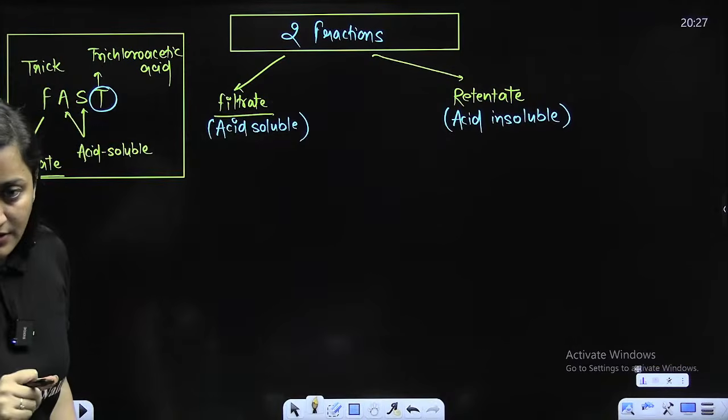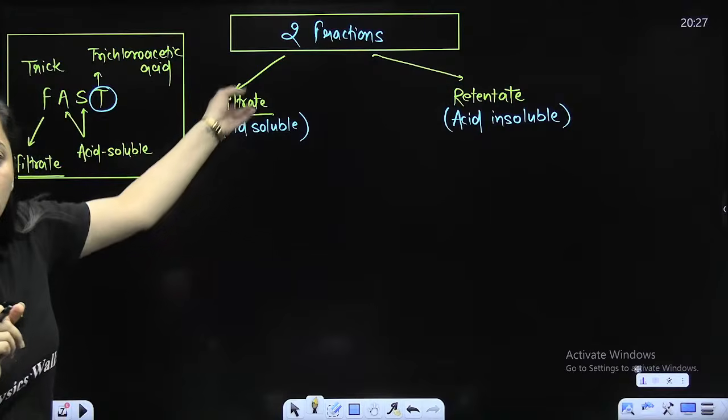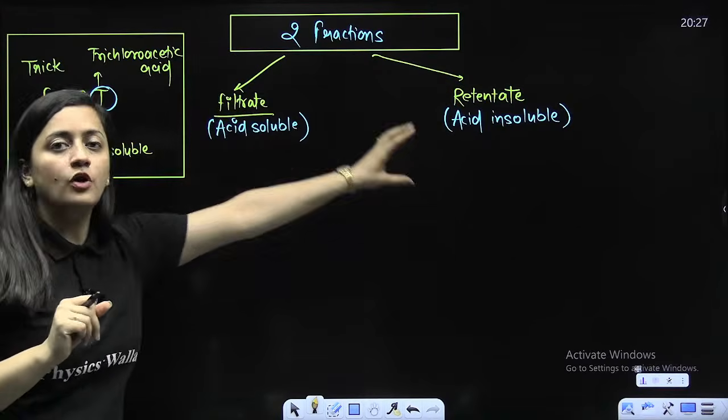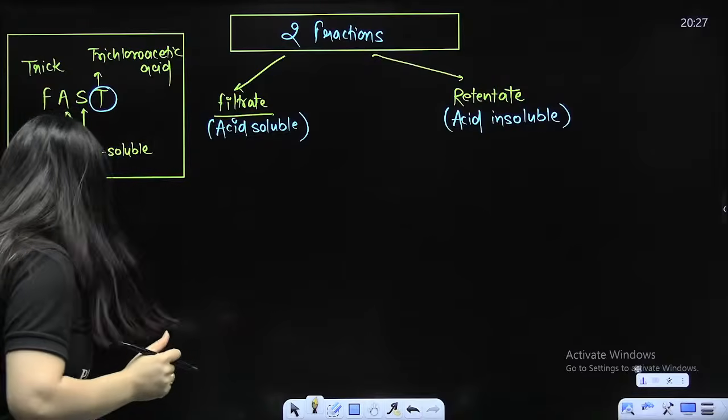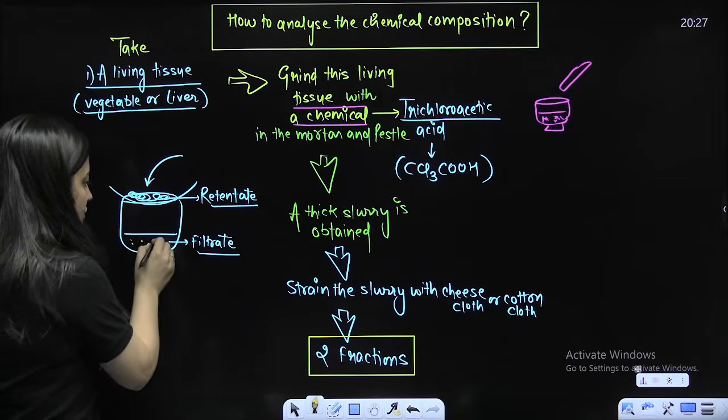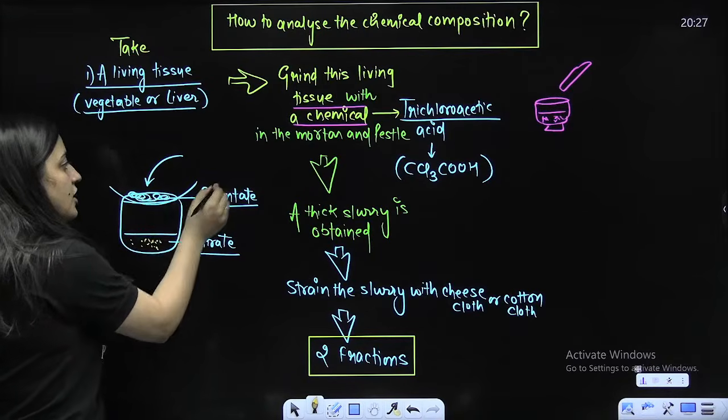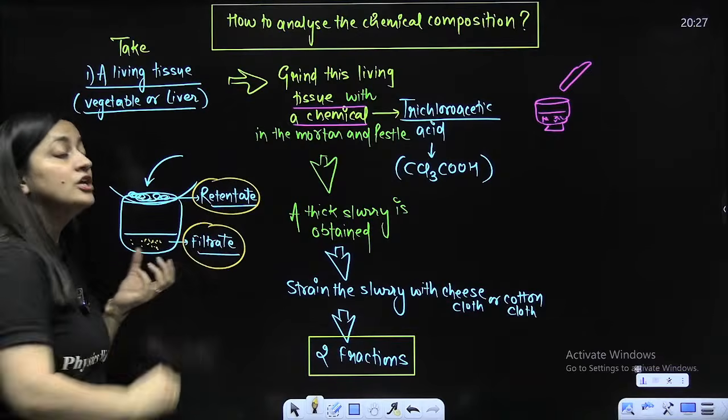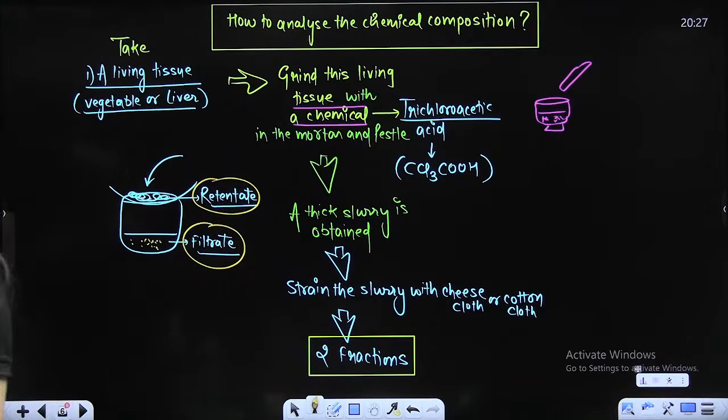Two fractions are there. How many fractions are there? Two fractions. Acid soluble or acid insoluble. So in that filtrate, you have all the things which are soluble in the acid. In the retentate, you have all the things which are not soluble in the acid. But why is it so? Now this is what we need to understand. Is that clear? Yes or no? Is that clear?